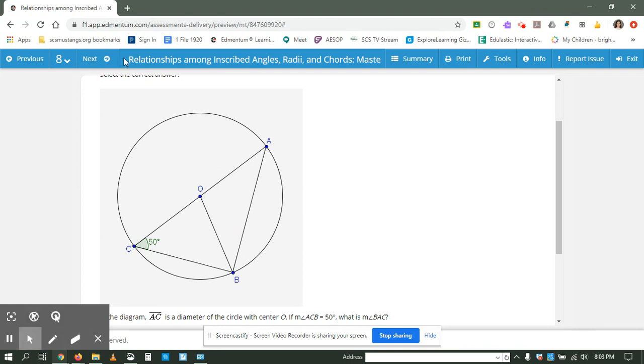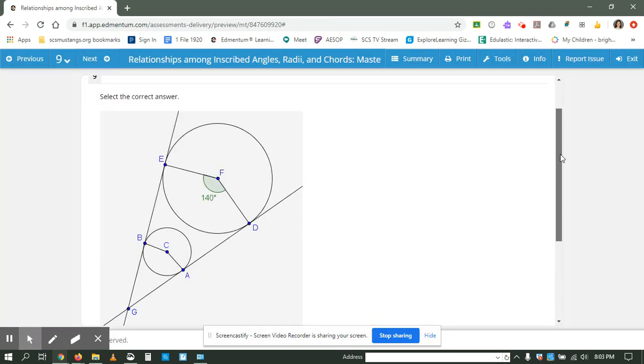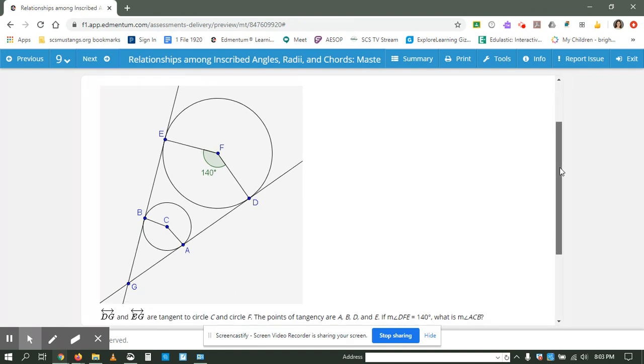Taking a look at 9. So we didn't get very much of a chance to get into this. And looking at this, it's showing us we've got two circles here, and two lines that are intersecting outside of our circles. But something neat is happening with those two lines. Both of those lines are tangent to both of those circles.